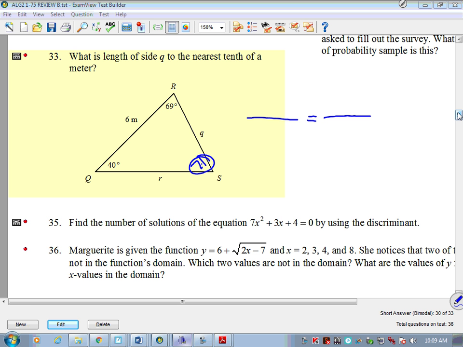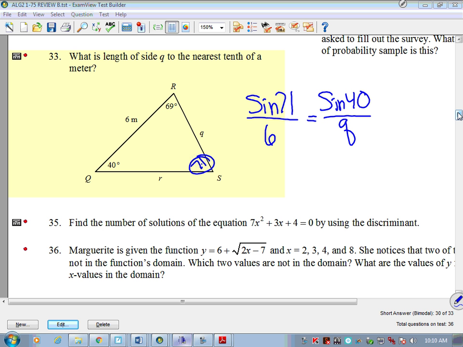Okay, 71 degrees. Now that I have that, can I begin to put this thing together? All right, what's going to go top left? Sine 71 over what? Over 6. Okay. What about top right? Sine 40. Okay, sine 40 over what? Over Q. Okay. Now because it's a proportion, I cross multiply and divide, correct?